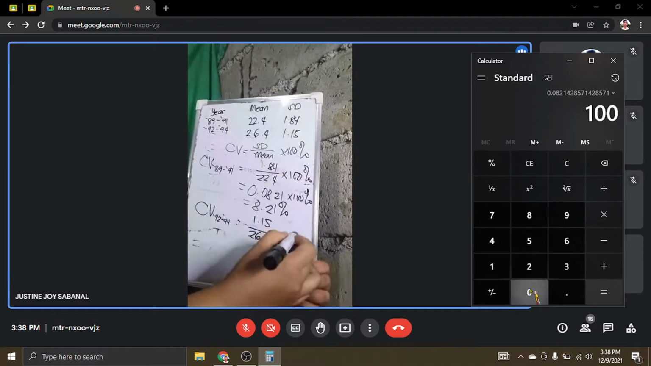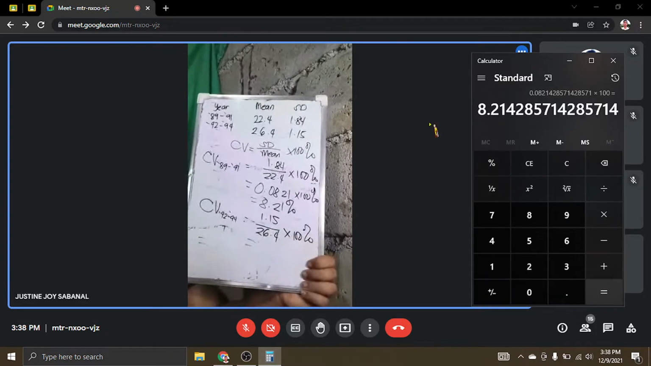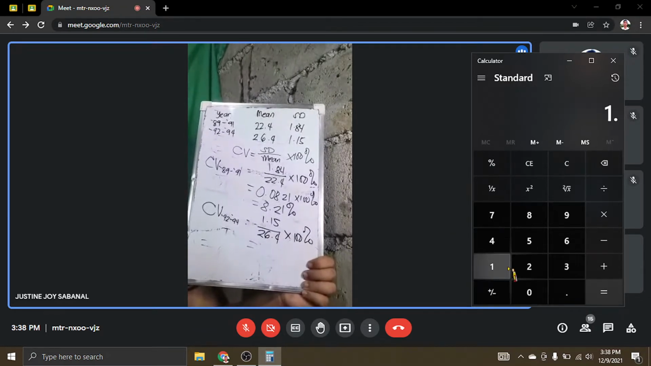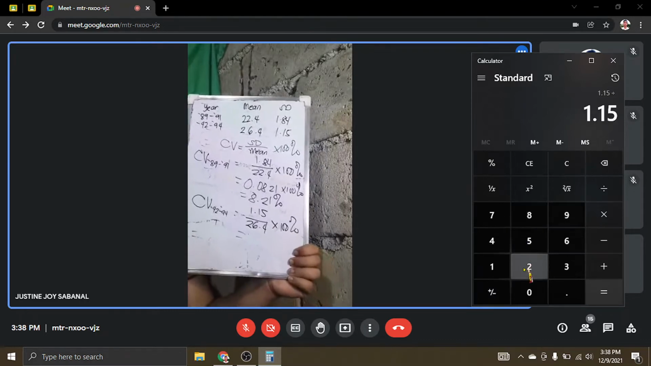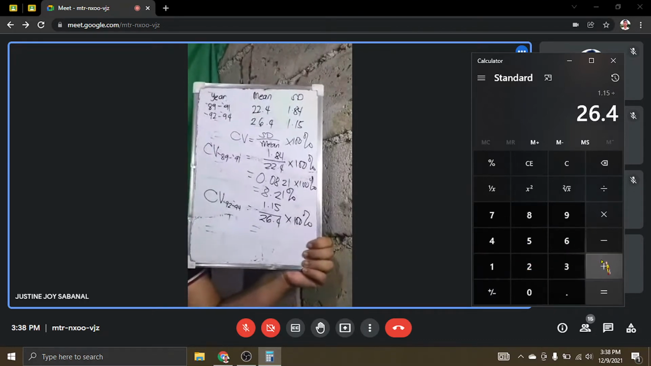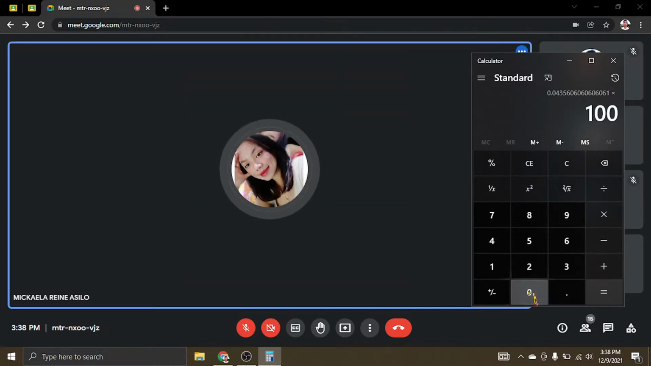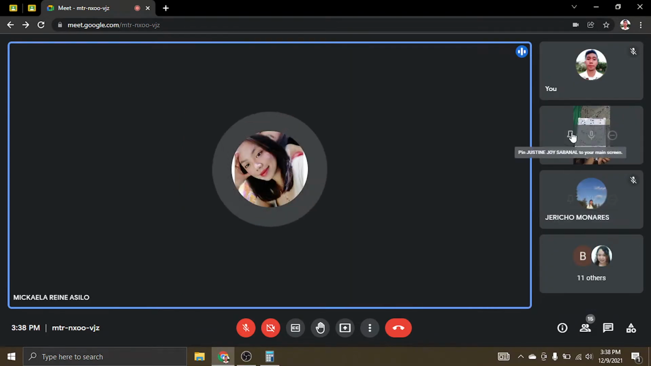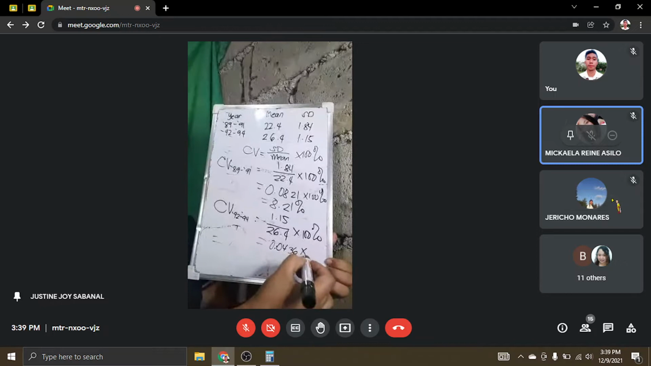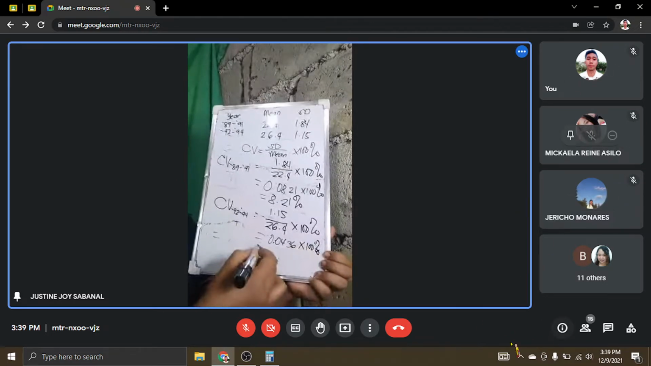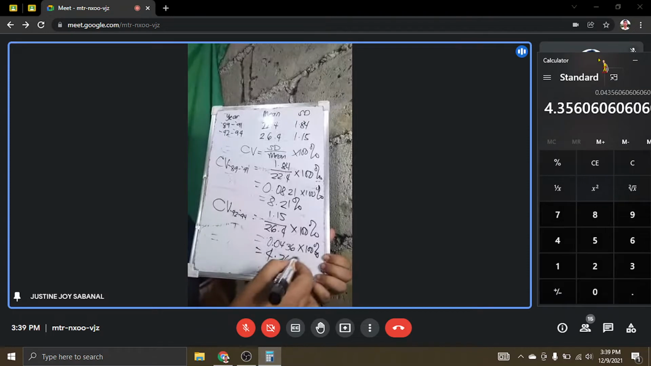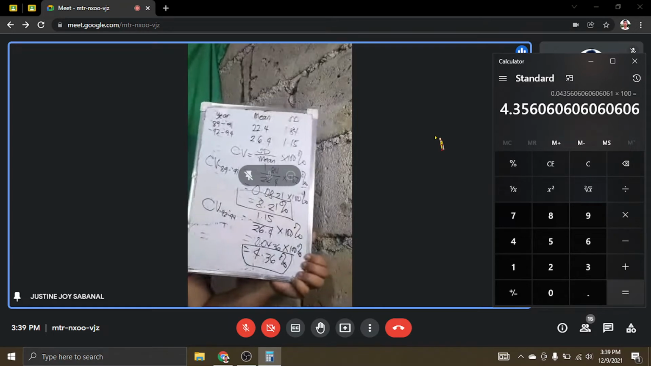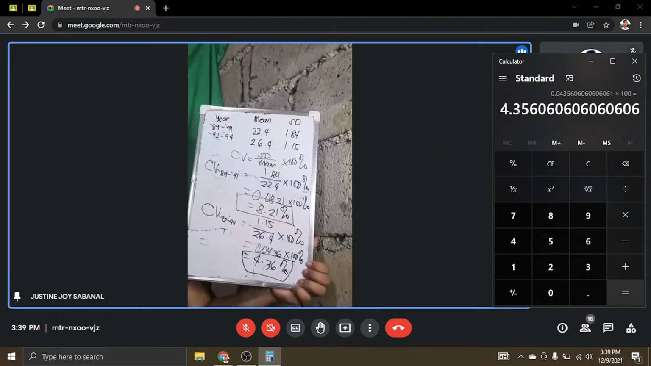So for periods 1992 to 1994, so this is 1.15 over 26.4 times 100%. So paki-divide po uli. 0.0435. Round off po tayo. 0.0436. Times 100%. So this is 4.36%.